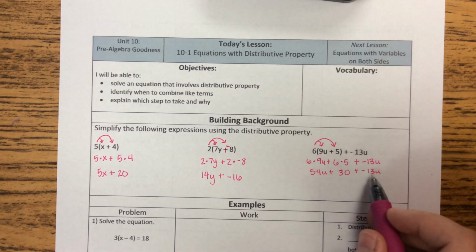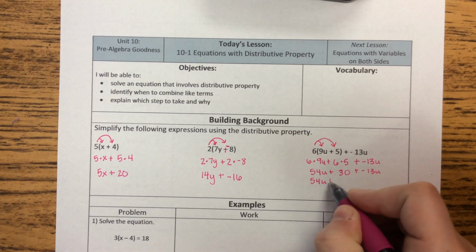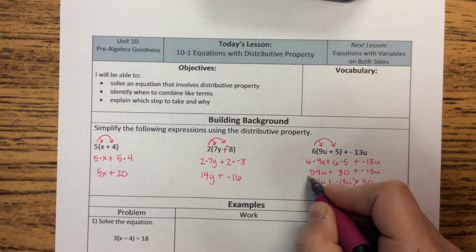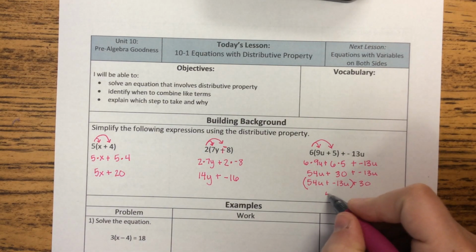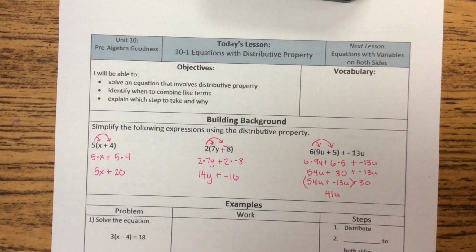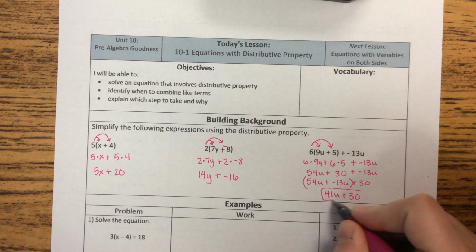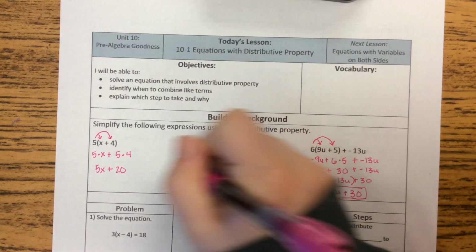Okay, I have like terms here. These are both u's, so I'm going to switch these two around. 54u plus negative 13u plus 30. I'm going to combine these two. Okay, so 54 plus negative 13. Since one's positive and one is negative, we'd subtract. And we would get 41, I think. Yeah, 41u, positive, because I have more positives. So 41u plus 30. Oh, no, I boxed that one. I didn't box these ones. Who knows? I'll go back and do that.